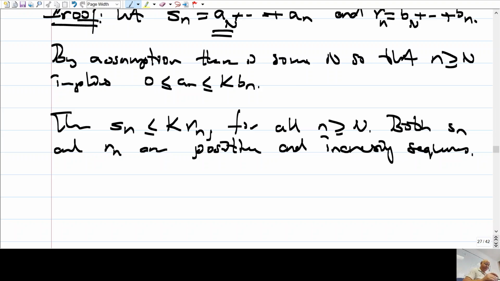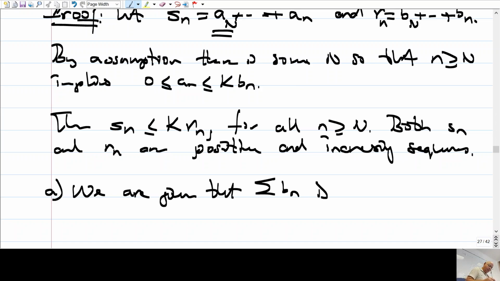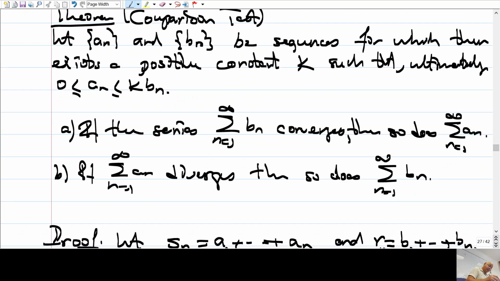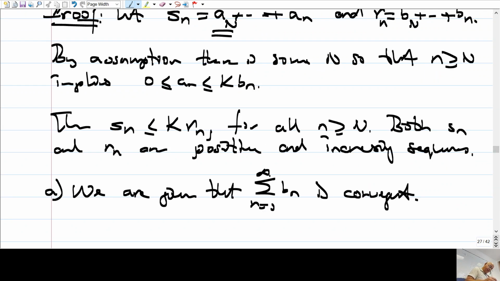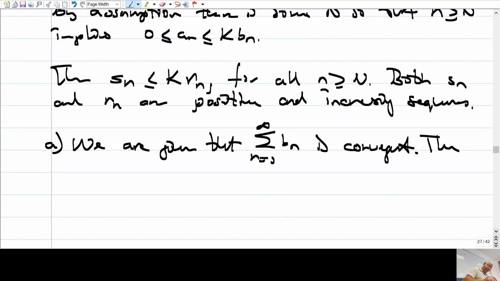If they are bounded, then they will be convergent. Now, we are given that the series Bn is convergent. So, suppose we are proving part A. We are given that this Bn is convergent, right? This is convergent, from 1 to infinity. But we know that if this is convergent, then this is convergent.